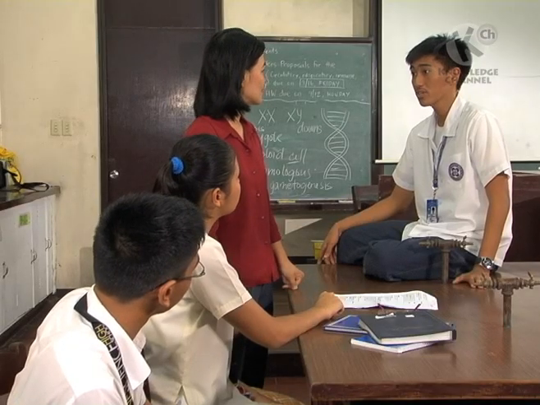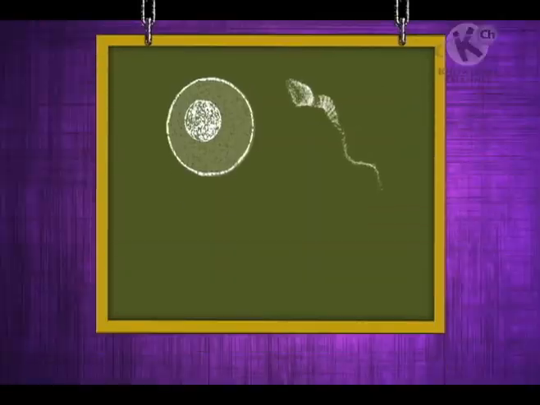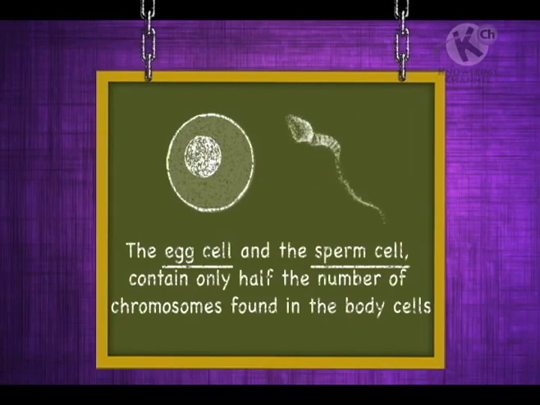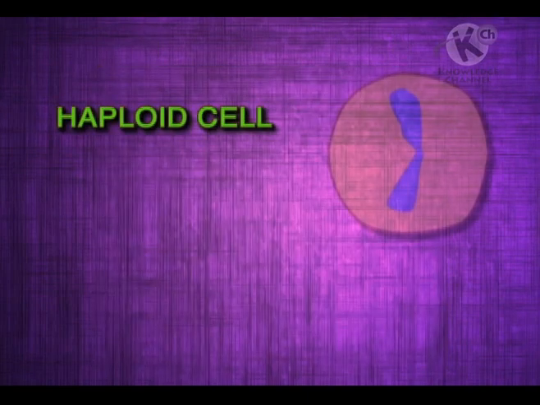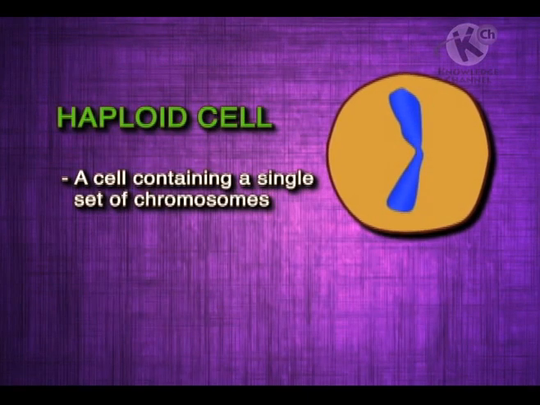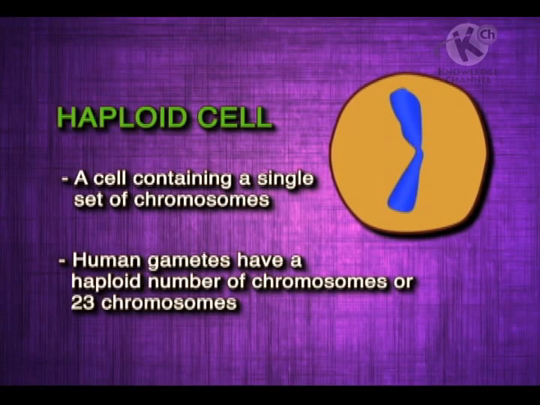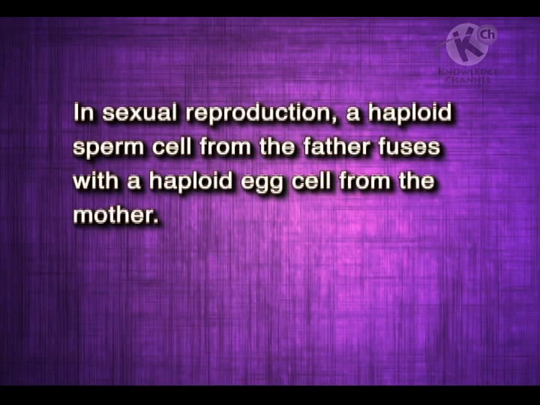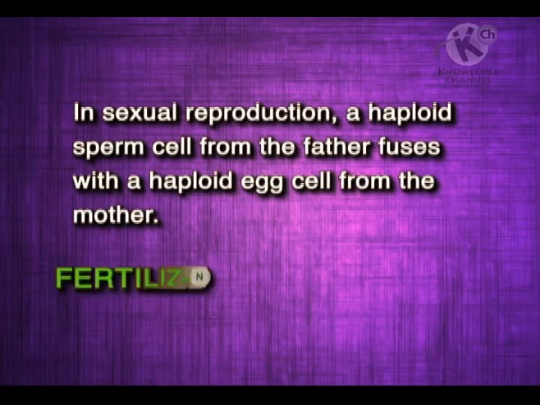Ma'am, how many chromosomes are found in human sex cells? The human sex cells, which are the egg cells and the sperm cells, contain only half of the number of chromosomes found in the body cells. A cell containing a single set of chromosomes is called a haploid cell. Human gametes have a haploid number of chromosomes, or 23 chromosomes. Thus, in sexual reproduction, a haploid sperm cell from the father fuses with a haploid egg from the mother. This process is called fertilization.